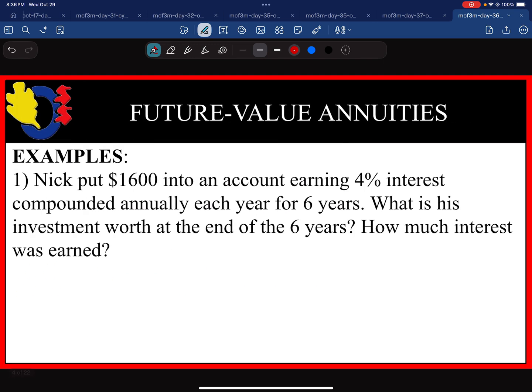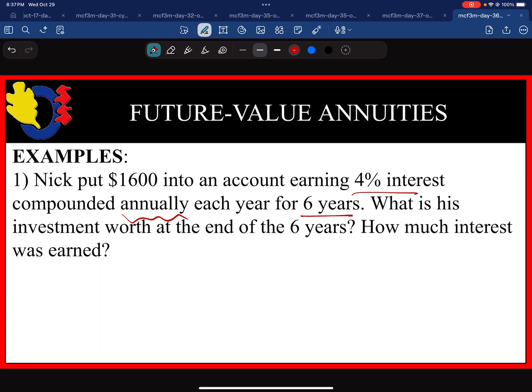Nick put $1,600 into an account earning 4% interest compounded annually each year for 6 years. What is the investment worth at the end of the 6 years? How much interest was earned?